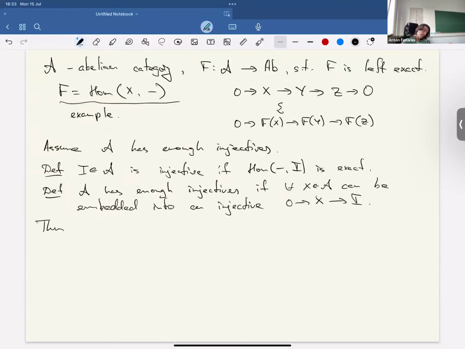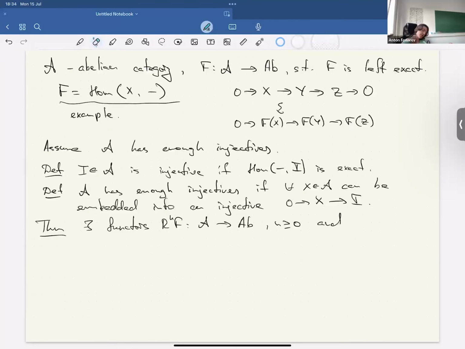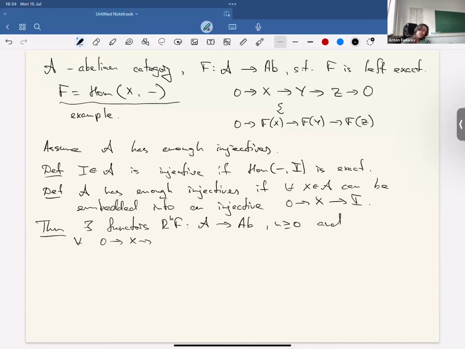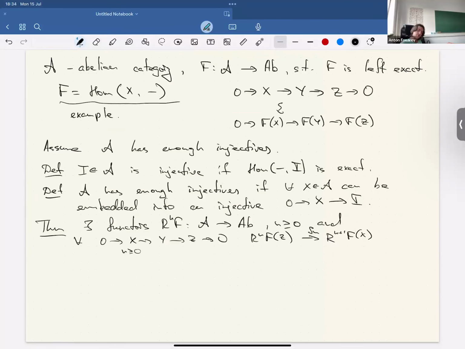Then, a big theorem: there exist functors, let me denote them by Rn f from A to abelian groups for n greater or equal than 0. And well, natural transformations as before for any x, y, z. So you might guess where I'm going. Rn f of z to Rn plus 1 f of x, delta n. So for any n greater or equal than 0, such that first, R naught f is the same as f.